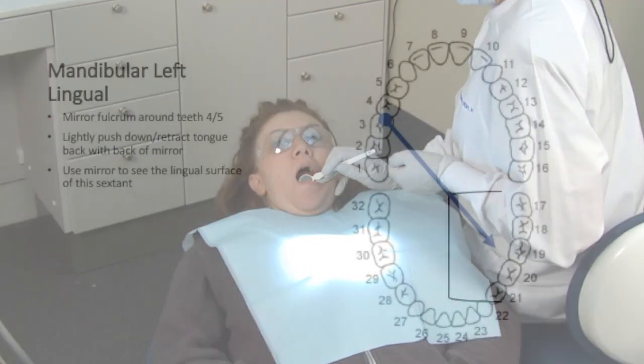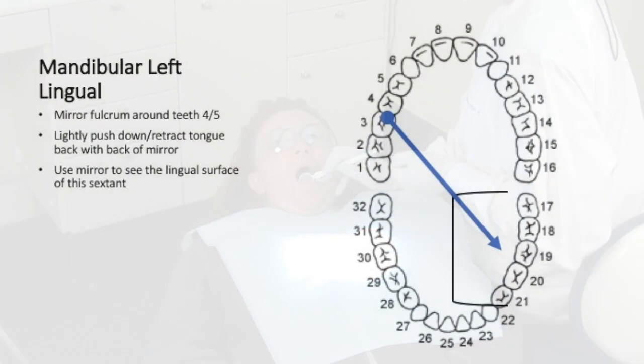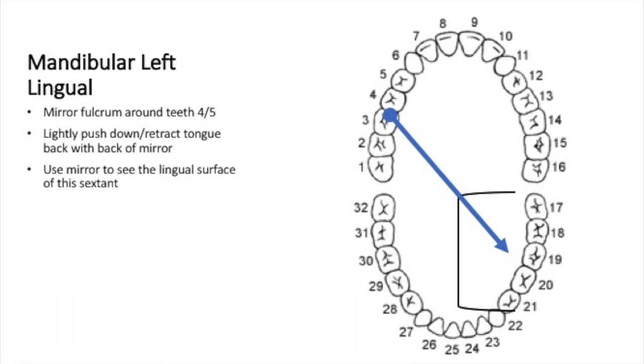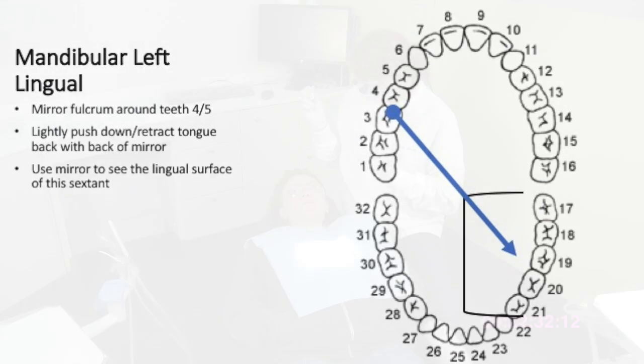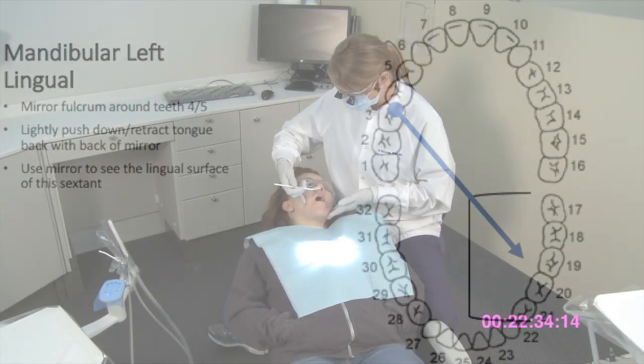Mandibular left lingual, the mirror fulcrum is on the maxillary right premolars and you will lightly retract the tongue. The patient's head is turned very towards you. The clinician will sit between 1 and 2.